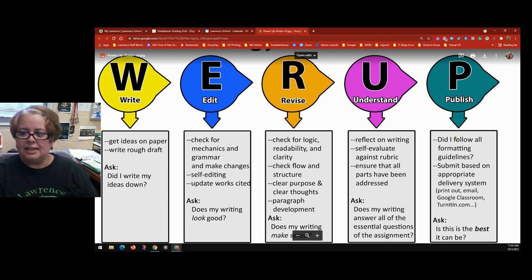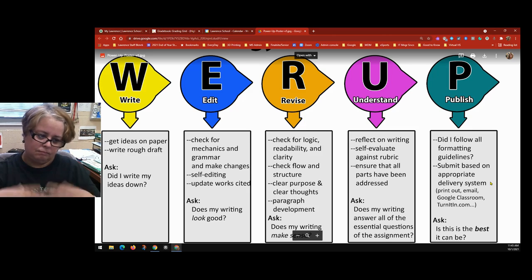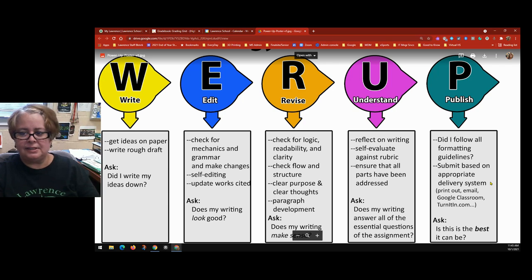Publish. The last stage is, did I follow all the formatting guidelines? Did I submit it in the appropriate delivery system? So did I print it out? Did I send it to email? Did I turn it in on Google Classroom? Did I submit it to turnitin.com? Each teacher might have a slightly different system for that, but usually it's going to be Google Classroom.